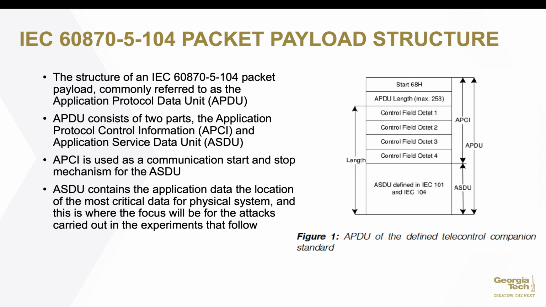The APCI contains a start character 68, as you can see here, a length field, and a control field. The ASDU contains the application data, such as the device common address and the system readings contained in information objects. Therefore, this is the location of the most critical data for the physical system, and this is where the focus will be for the attacks carried out in the experiments that follow.